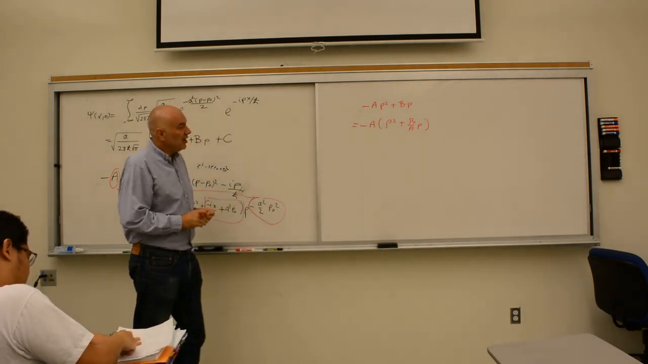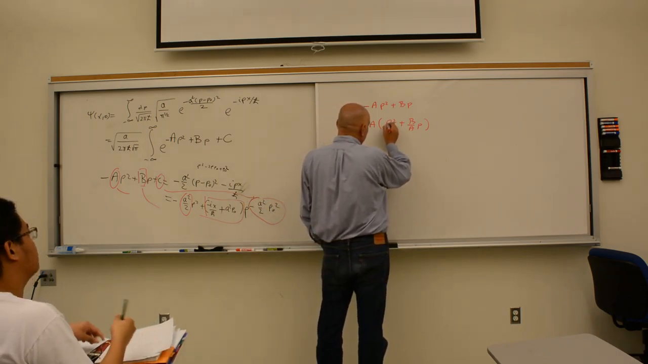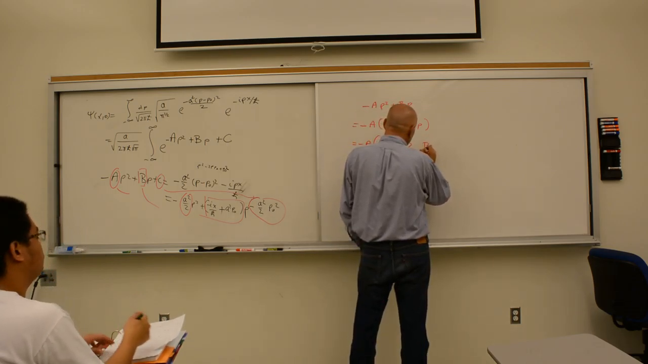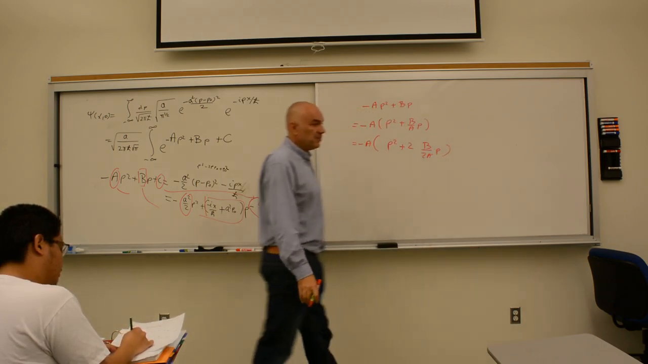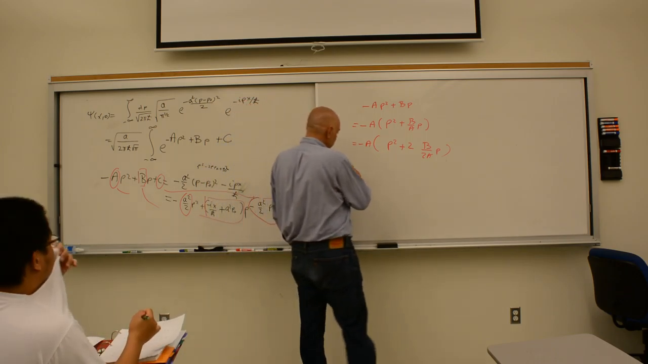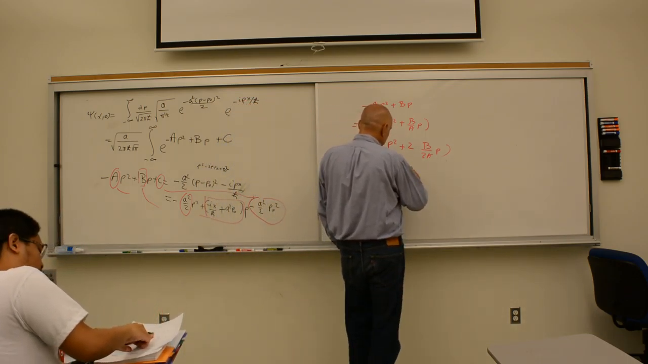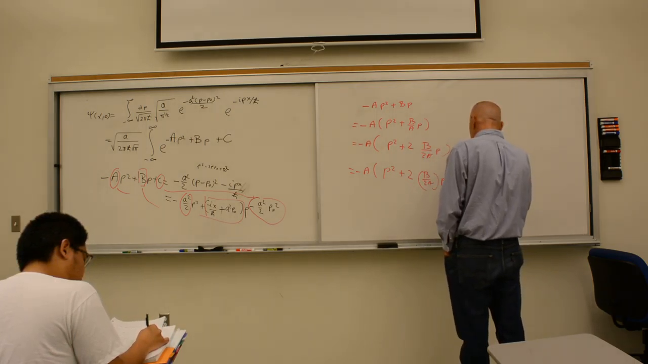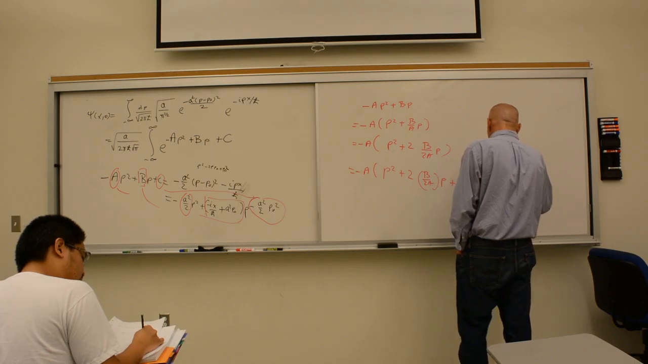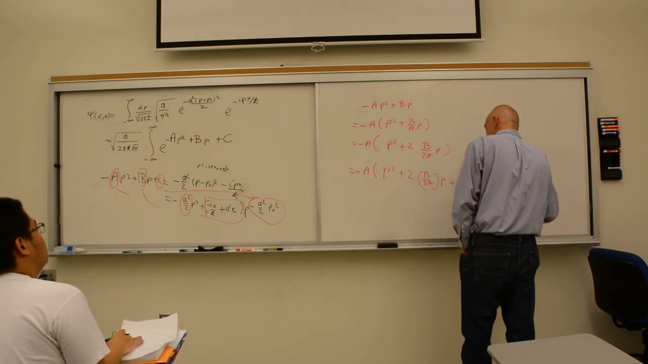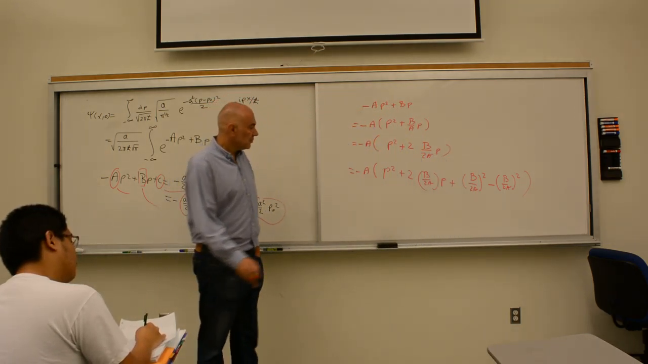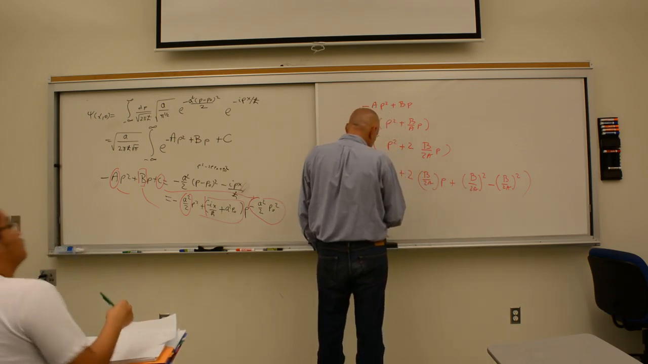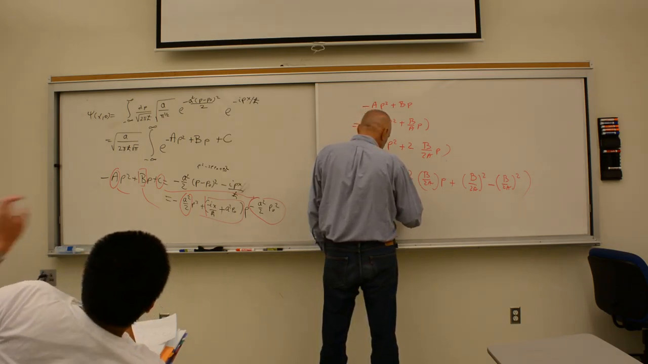Now, the part with c doesn't matter because it will just factor out in front because it has no integration. So this is the part that I just need to keep and make sure that I don't drop. These are the two pieces that we need. And I'm going to complete the square here. So I'm going to write minus a, p squared plus 2b over 2a p. So to complete the square, I'm going to add b over 2a squared and subtract b over 2a squared.